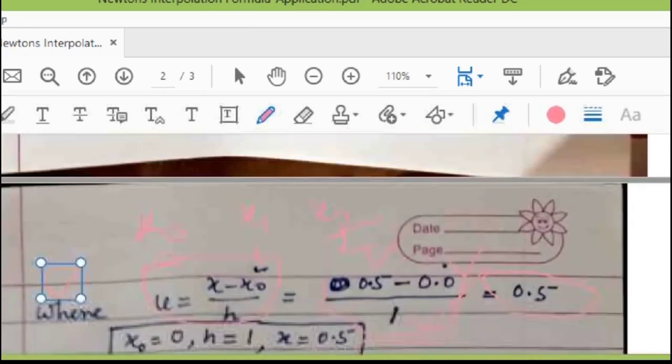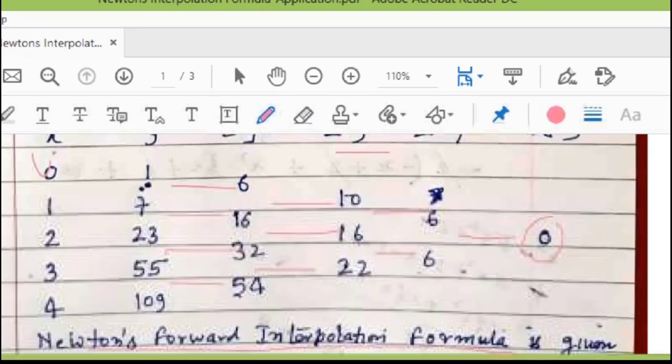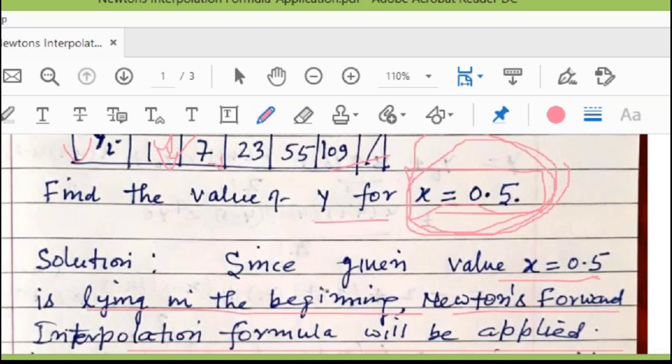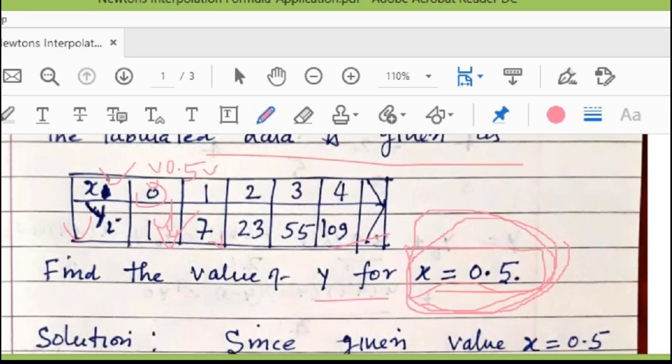3.125. Again, I would like to show you the tabulated data. Look at it and be happy that we have obtained the desired result. Look at 0.5, between 0 and 1, we got the value 3 point something, and 3 point something is here. You can do it in a similar manner.